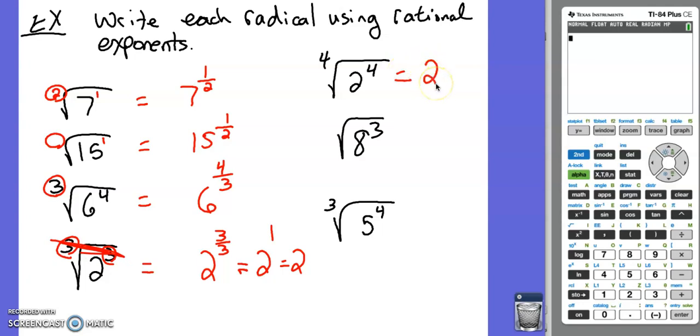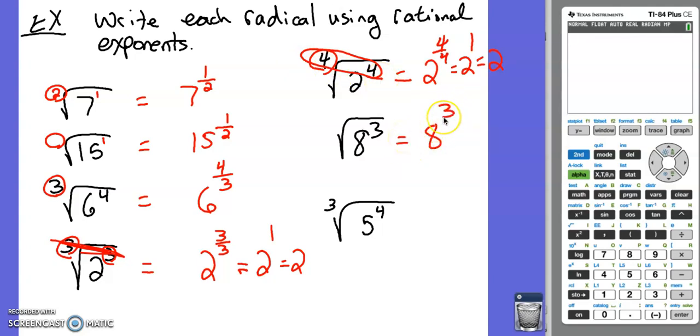So the base doesn't change. It's to the 4th power. The root is the denominator. And so this is the same thing as 2 to the 1st, which is 2. Again, if you have a root and a power of the same number, they're actually going to cross each other out. All right, so here the base is 8.